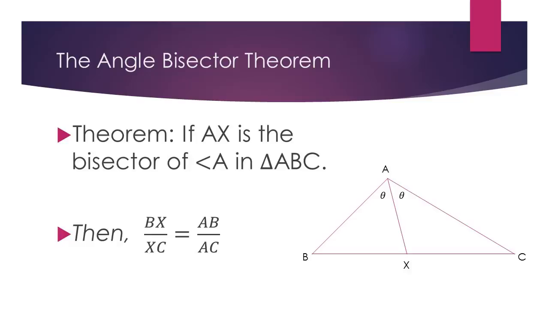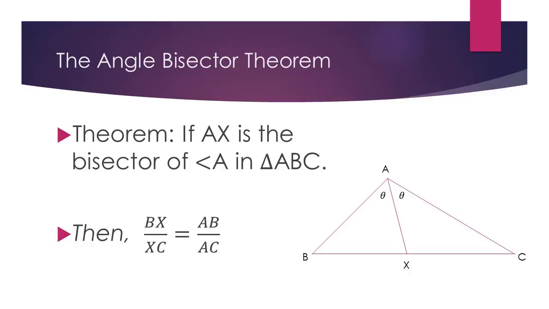The angle bisector theorem states: let AX be the bisector of angle A in triangle ABC. Then BX over XC is equal to AB over AC. In other words, X divides BC into two pieces proportional to the nearer sides, as shown in the illustration below. Before we get started with the proof, let us derive the law of sines.